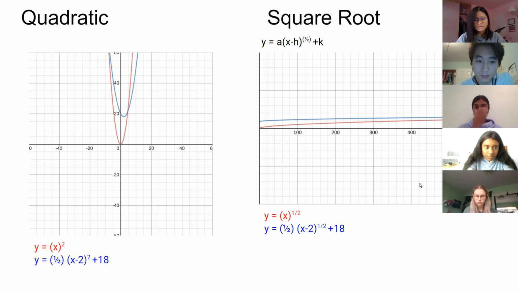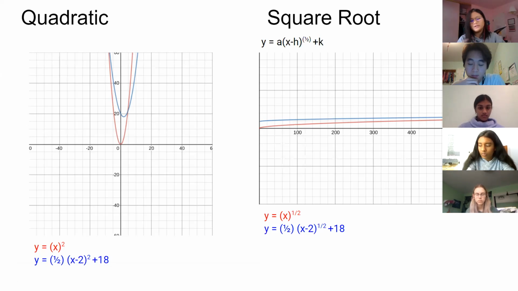Square roots are often seen in different problems, so the exponent will always be to the power of 1/2. In this graph, y equals x to the power of 1/2 is our parent function, and you'll notice it is the red line. And then if we apply different numbers to it, such as multiplying the equation by a half, subtracting 2 from the independent variable, and then adding 18, you'll notice that the equation is shifted.